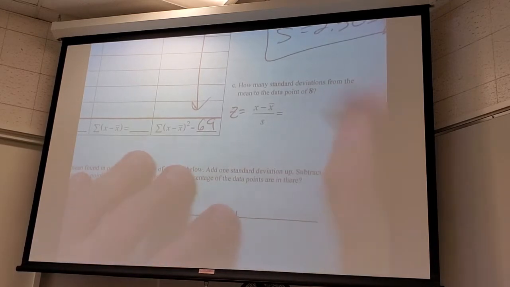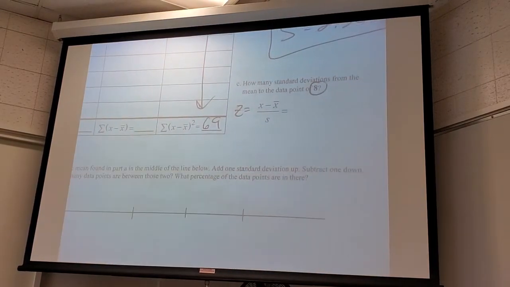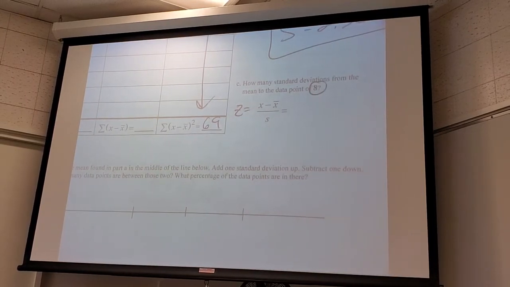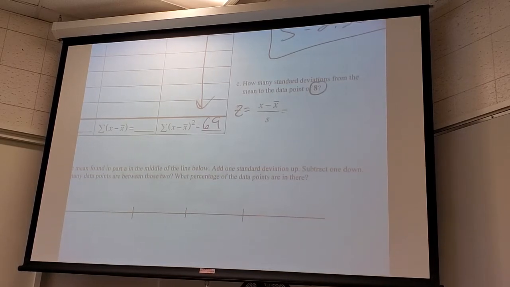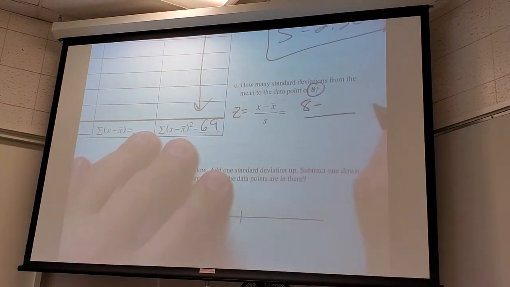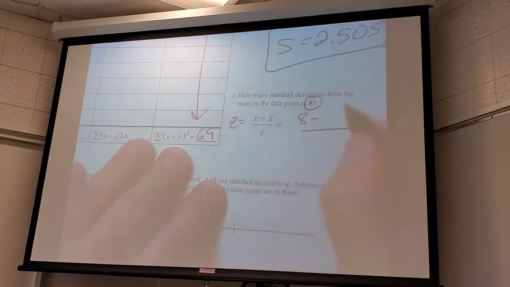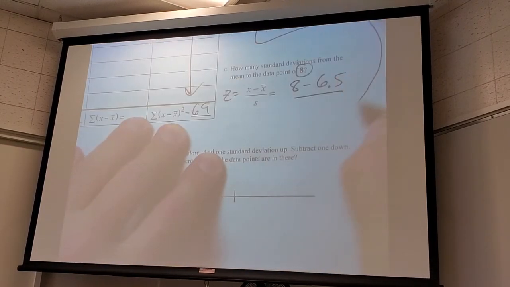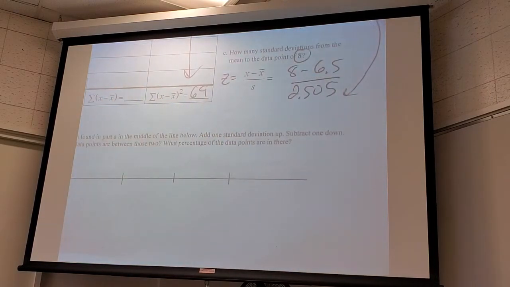All right, so what about this? The data point of 8. I want to know how many standard deviations from the mean to that data point. So a quicker way to say that is, I want to know the Z-score, because that's what the Z-score tells you. So what do you put in place of X? 8. 8, beautiful, that's the data point I want. Of course, what's X bar? Still 6.5. And what's S? 2.505. Good, that's how big each step is. And then whatever you get. 15 over 25, 3/5, 0.6.